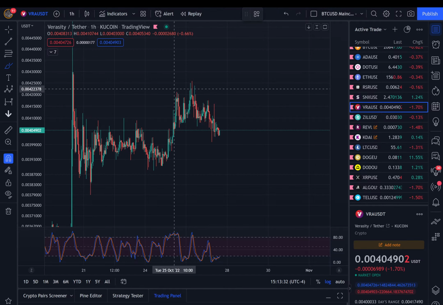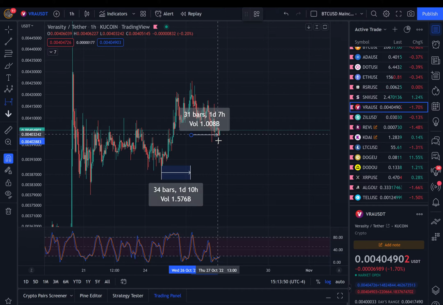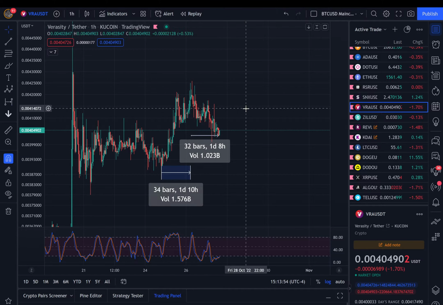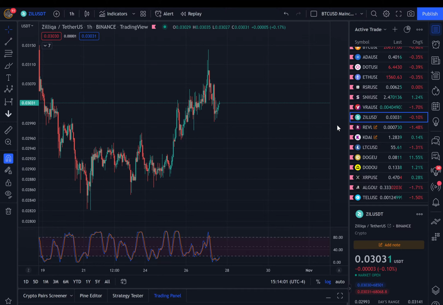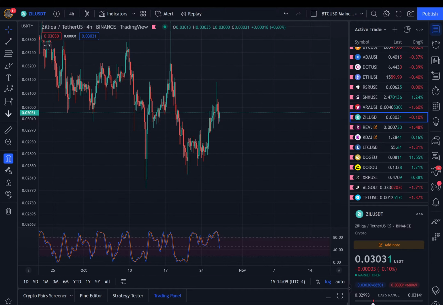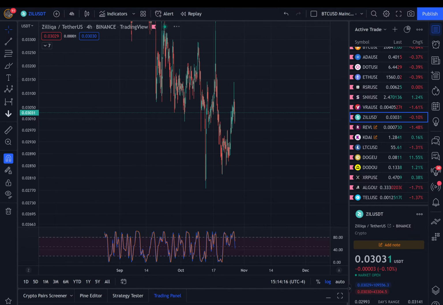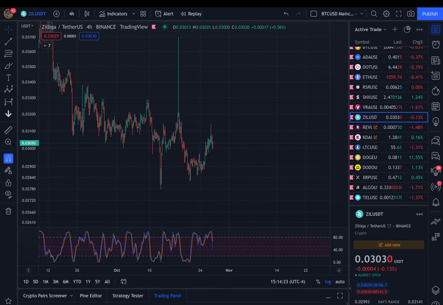Okay. This is an ending diagonal right here. So I read that wrong. It'd be more like this. One day, 10 hours for wave 1, 1 day, 8 hours for wave 2. That works. Zilica. Let's zoom back out. Okay, Zilica's definitely a wave 1, wave 2 situation as well. Is that true? Yeah, that's definitely an A-B situation.